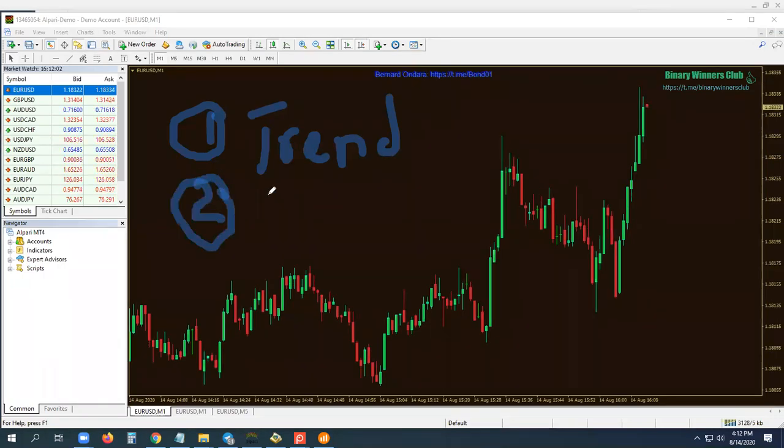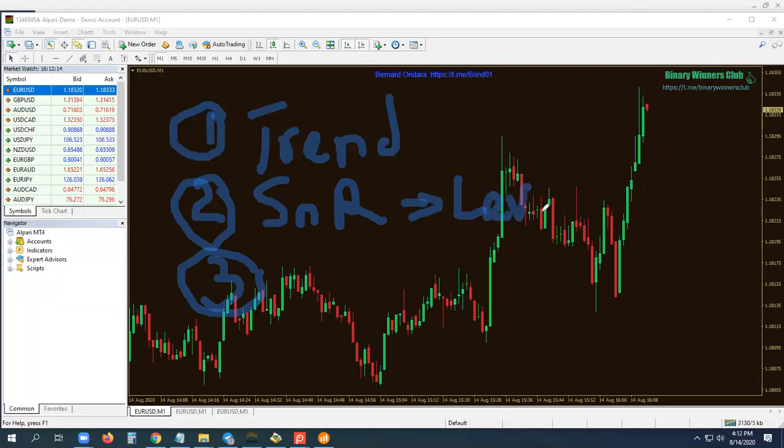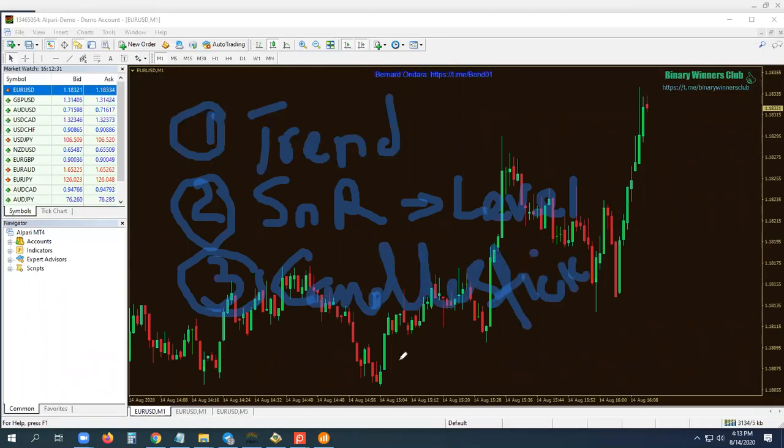Item number two is a support and resistance zone. When I say support and resistance, I'm talking about a level. This is the level itself. And item number three is a candlestick signal. You can call it a pattern, but this is what I'm calling a signal.